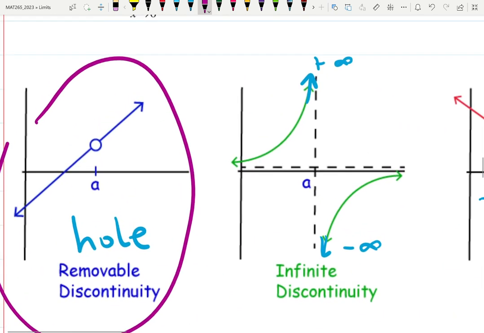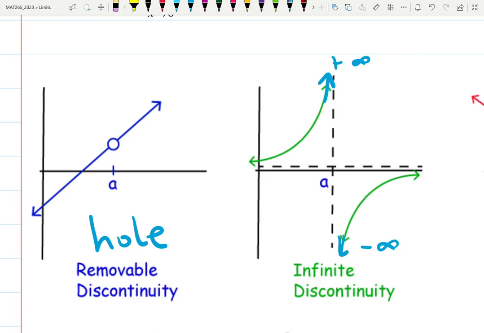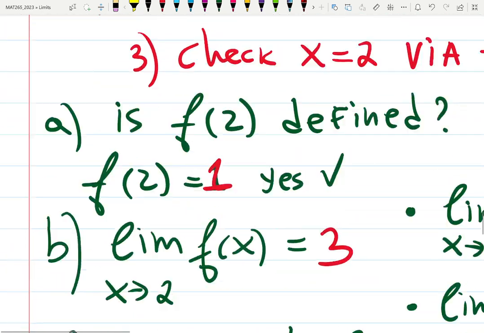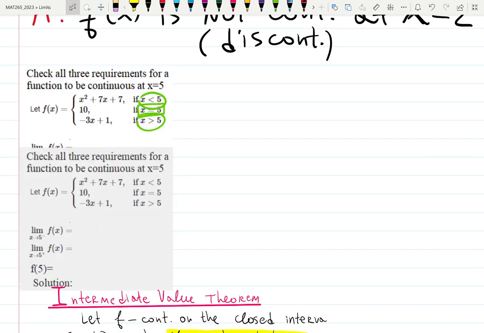But basically, this is what happened. F of A was defined, and it was 1. Oh, actually, I can sketch you a graph there. Let's do it here. Let's sketch the idea.